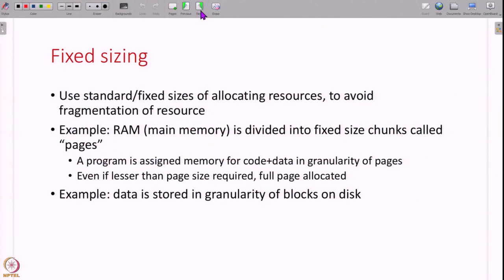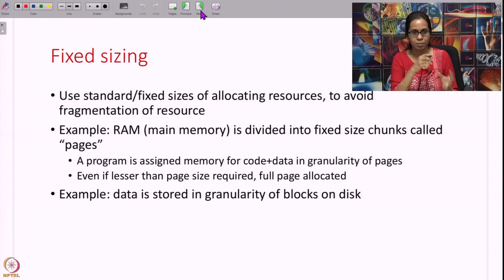The other interesting design principle that computer systems follow is what is called fixed sizing. Suppose you have a resource and you are distributing the resource amongst multiple users. Instead of giving variable sized quantities to each user, it might be more efficient if you just break up the resource into fixed sizes and give them to users. This avoids the fragmentation of resources.